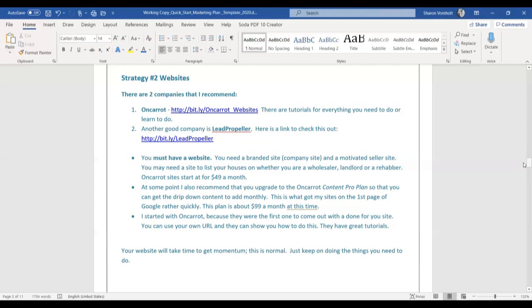And I've got a link here for both of them. They're both great companies, and they both were started and are run by real estate investors. So they're not a website company that builds websites for anyone. I've got links here that I will put in the show notes where you can check them out.